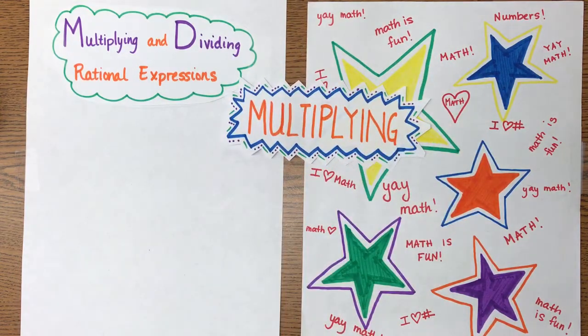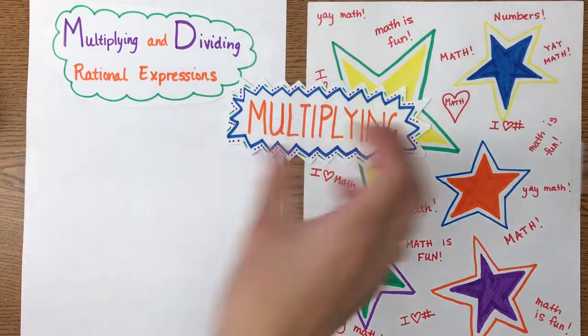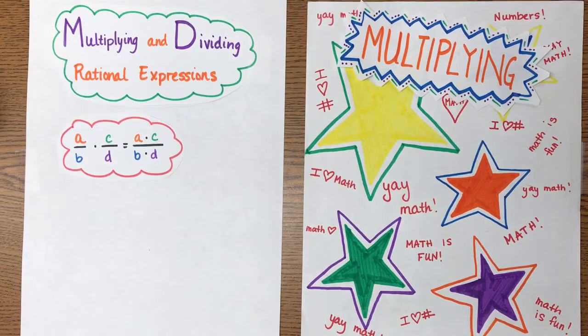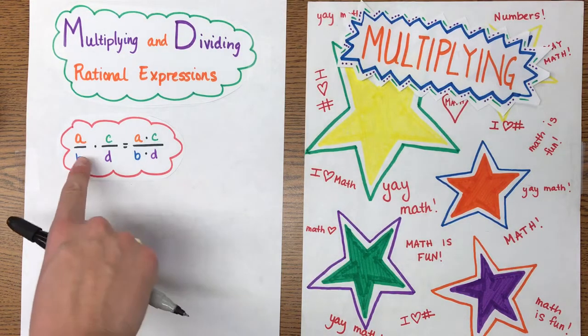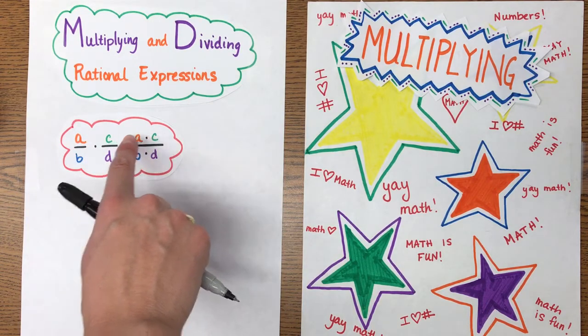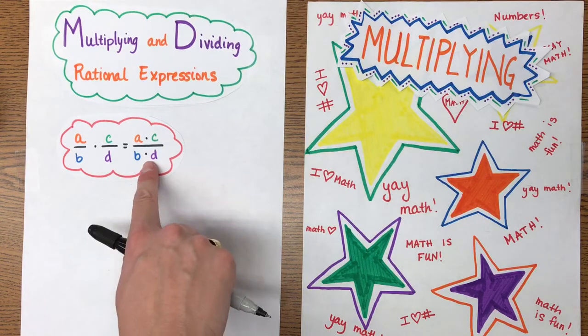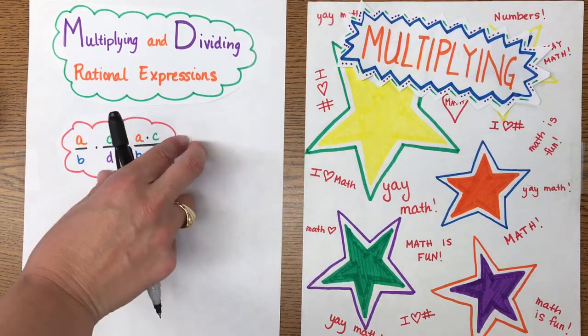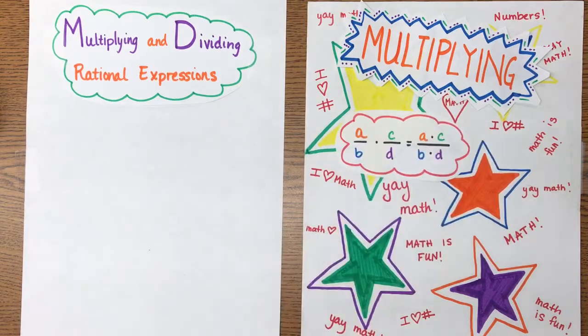When I'm multiplying rational expressions, if I have A over B times C over D, I'm basically just turning this into one big division sign. So I multiply the numerators, A times C, divided by the denominators, B times D.